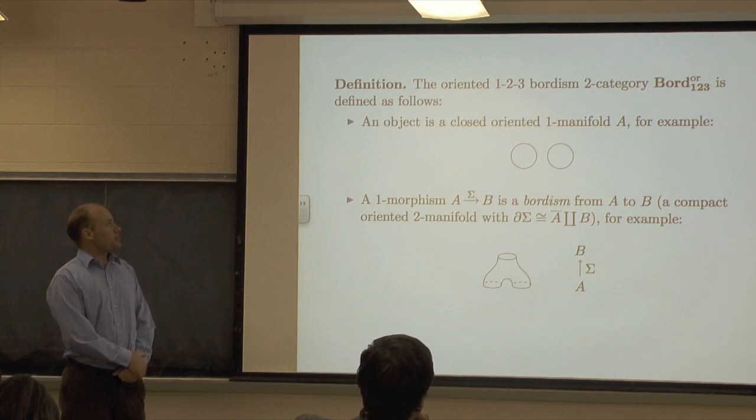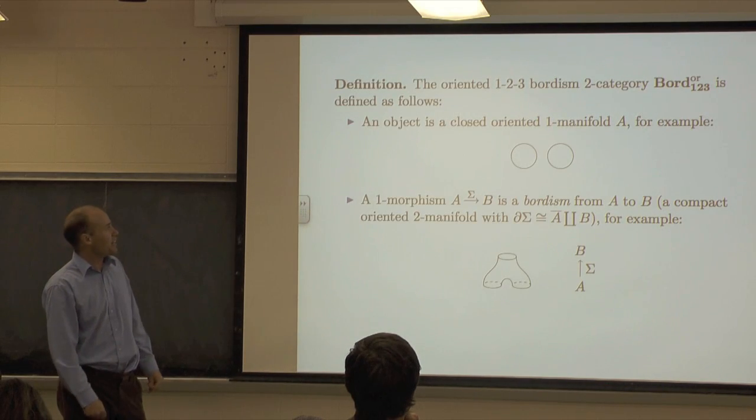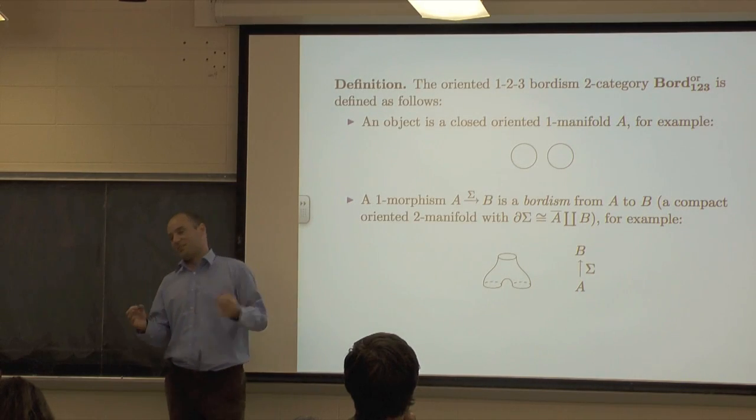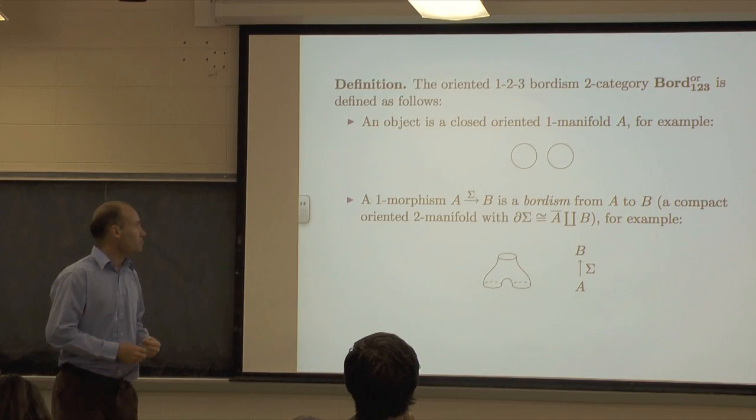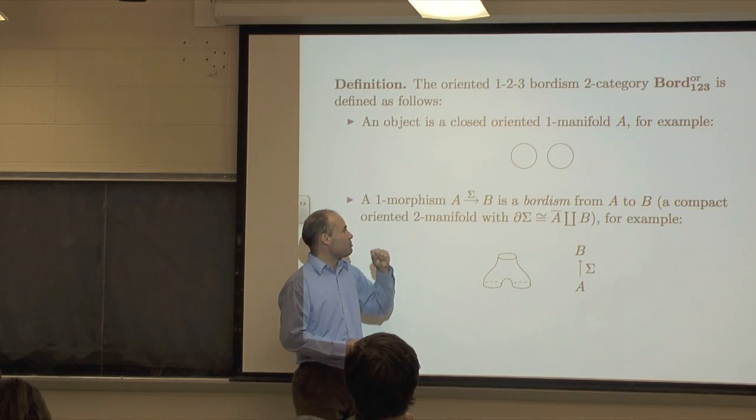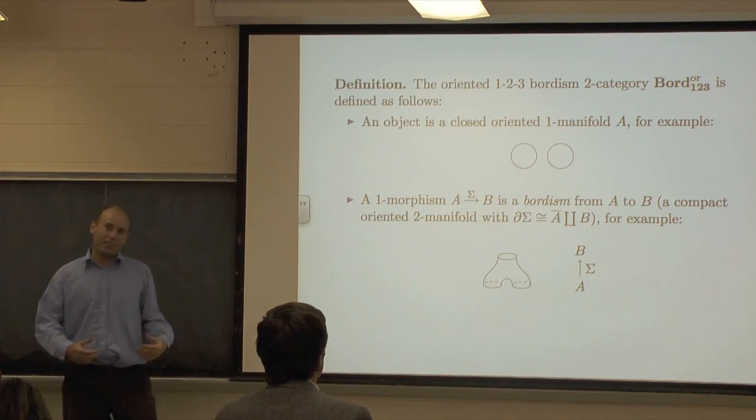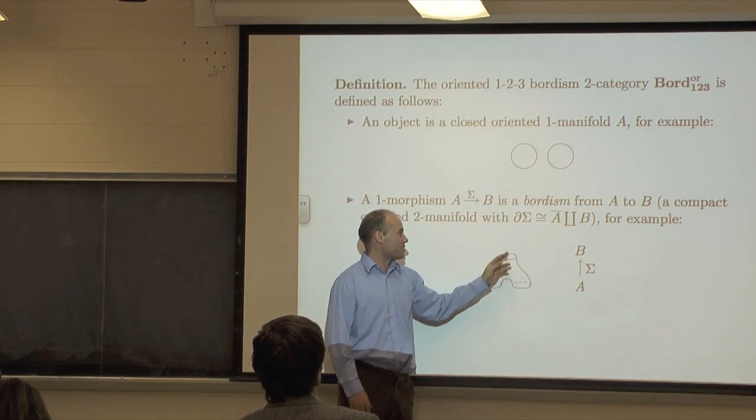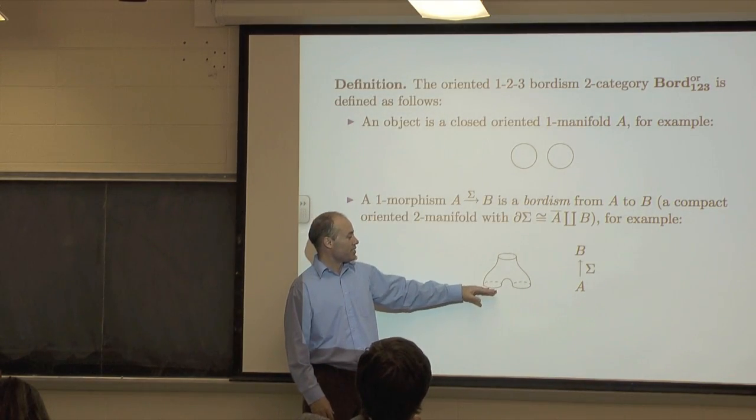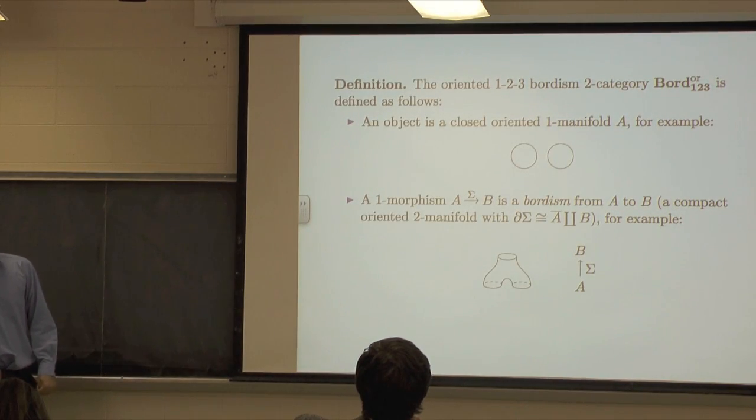So, the oriented 1, 2, 3 bordism two category, Bord_OR, for oriented 1, 2, 3, is defined as follows. An object is a closed oriented one manifold. Basically, it just means a collection of circles. A one morphism from A to B is a bordism from A to B. It means a compact oriented two manifold whose boundary is equipped with explicit parameterizations to A bar disjoint union B. Time is running from bottom to top, and this is a bordism from A to B. It's a one morphism in our two category.